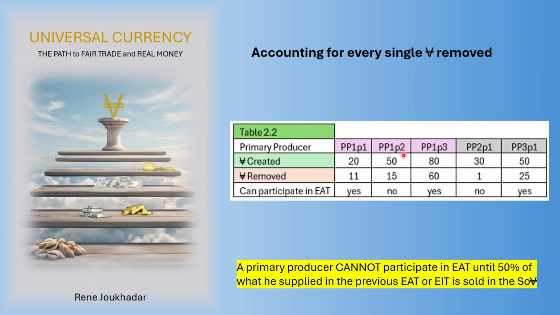For product number 2, he cannot participate in EAT because less than 50% is sold. And for product number 3, he can participate because more than 50% are sold. As for prime producer number 2 and his product, he could not participate because he barely sold anything. And prime producer number 3 for his product, he can participate in EAT because he sold 50% of that product.